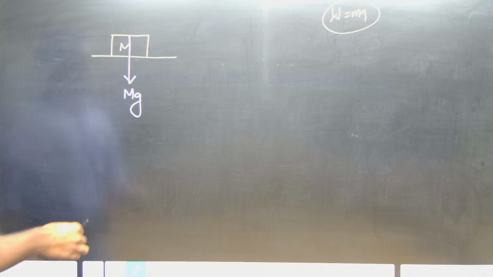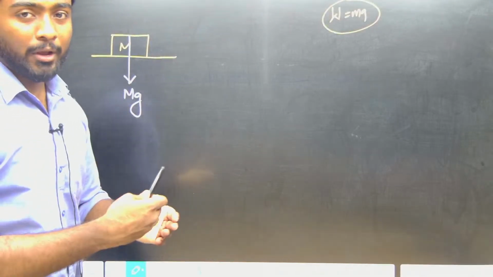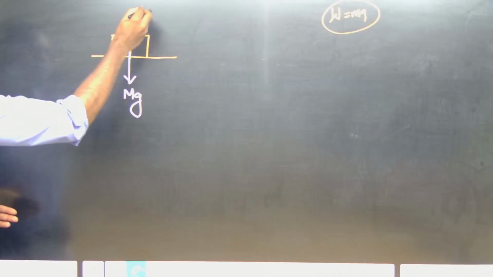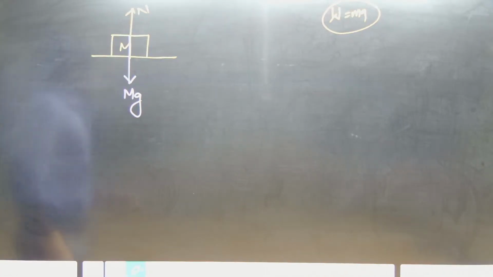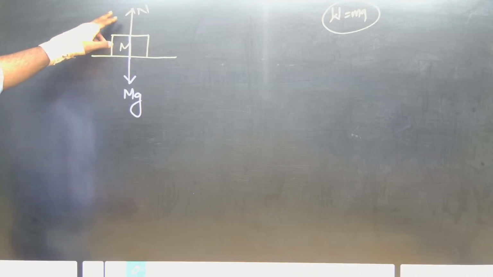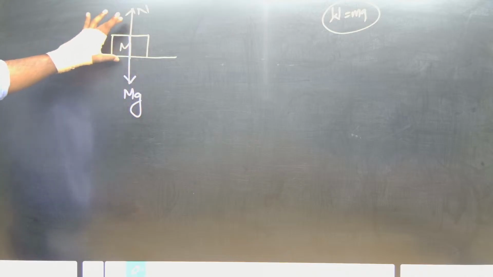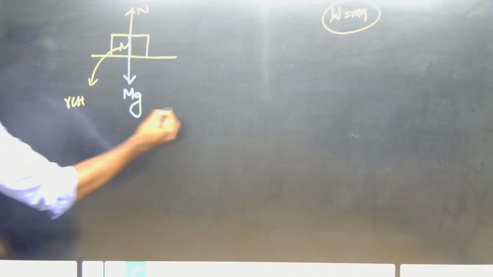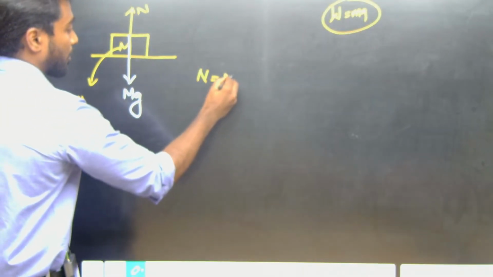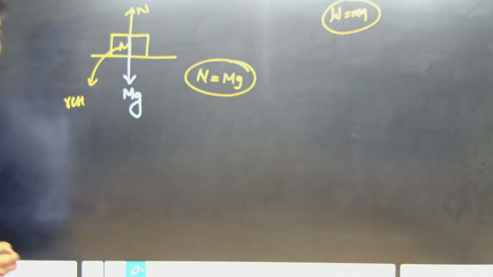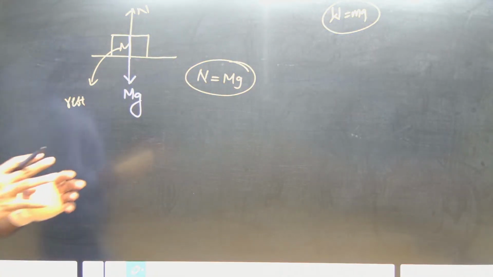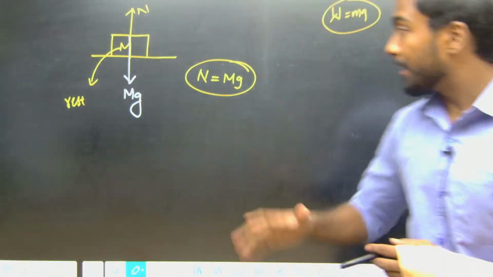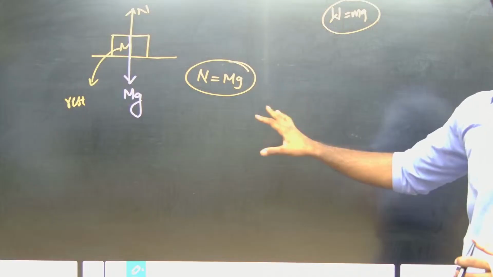Got it? And now we will club together. The normal force is also there. The normal. Now what is the thing? Since the object is at rest, I can say that N will be equals to mg. The normal force will be equals to weight. We will talk about the acceleration point once we complete the diagrammatic point of view.